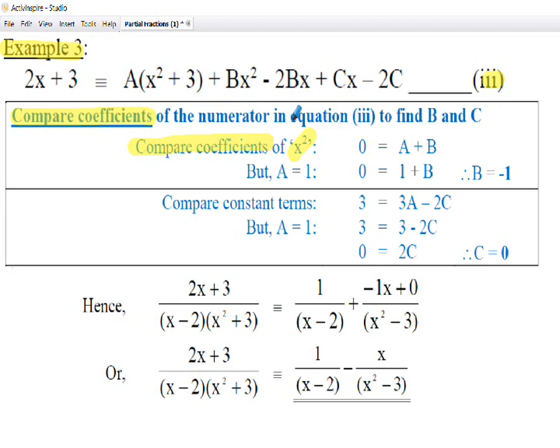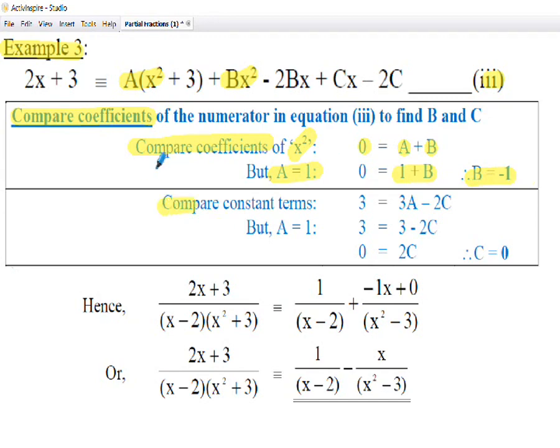On the left hand side of equation 3 I have no x squared terms, so that's 0. On the right hand side of equation 3 I have an ax squared term and a bx squared term, so my coefficients there are a and b. I already know the value of a, it's equal to 1, so putting that into the equation and rearranging, I find that b is equal to minus 1.